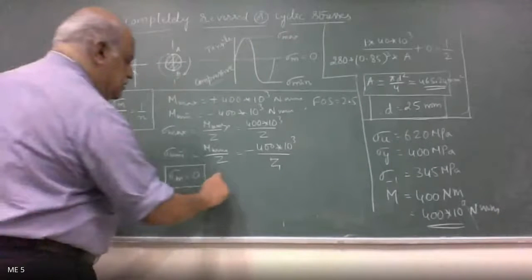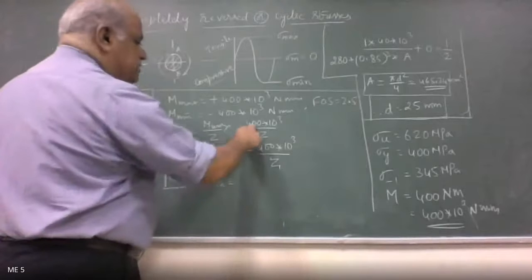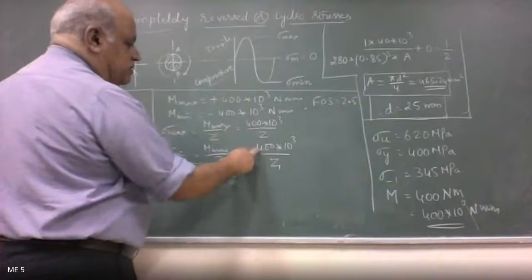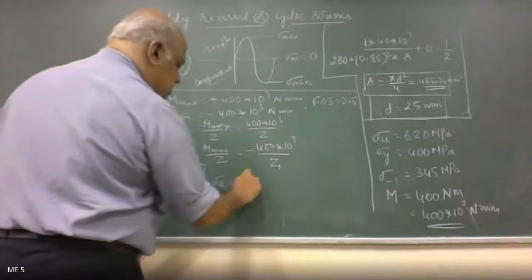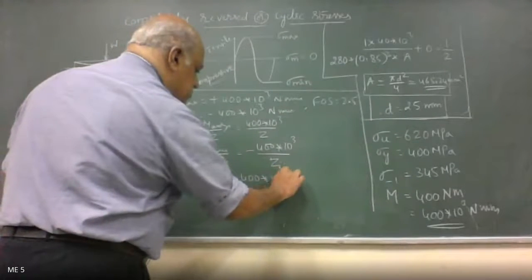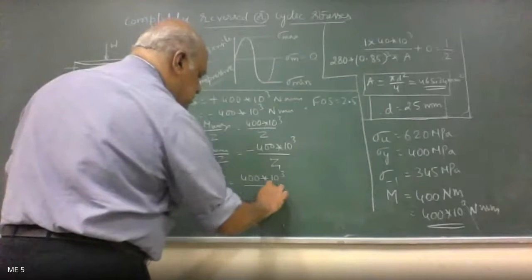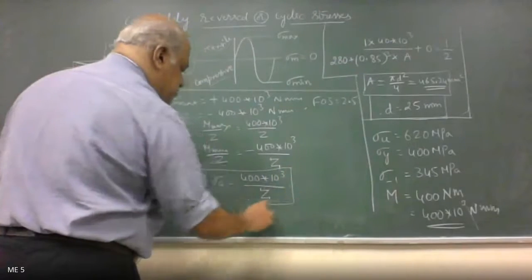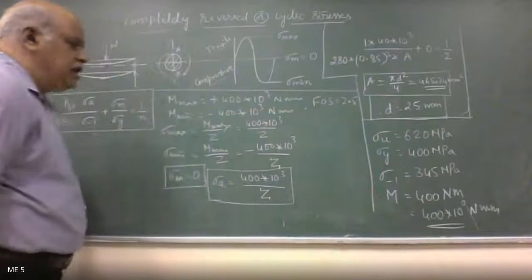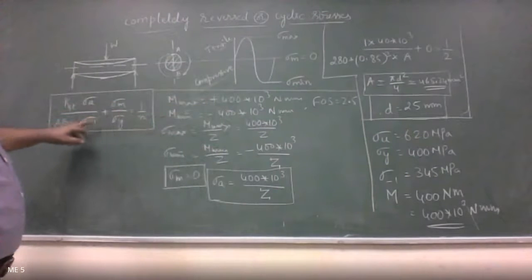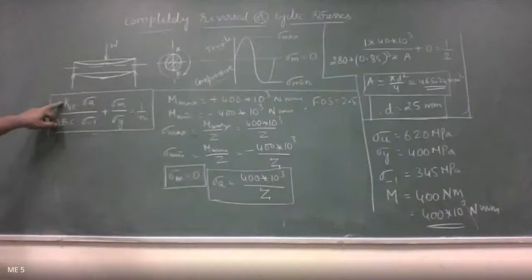And then stress amplitude is given by sigma max minus sigma min, and minus of minus becomes plus. So 400 plus 400 divided by 2 is going to be 400 into 10 power 3 by section modulus. That is the stress amplitude. Okay. Substitute the values of yield, then endurance, KFT you can take as 1.